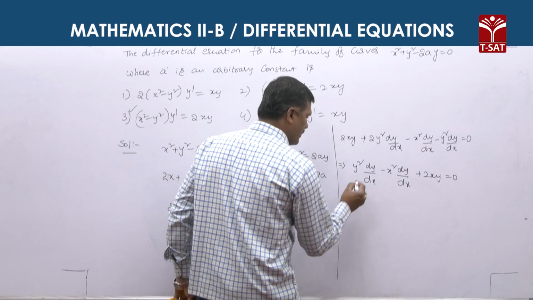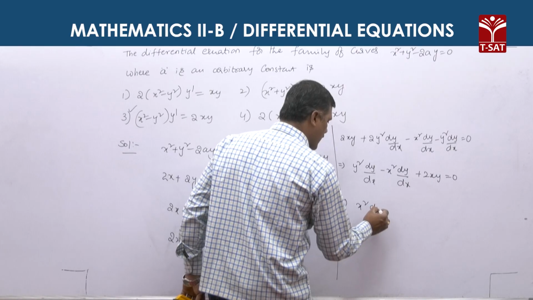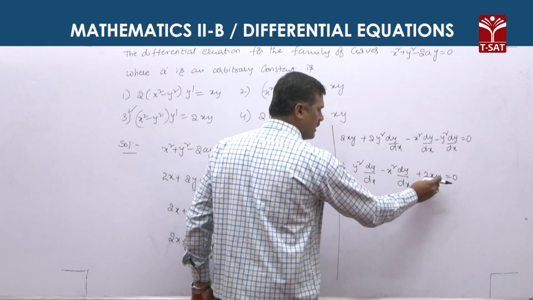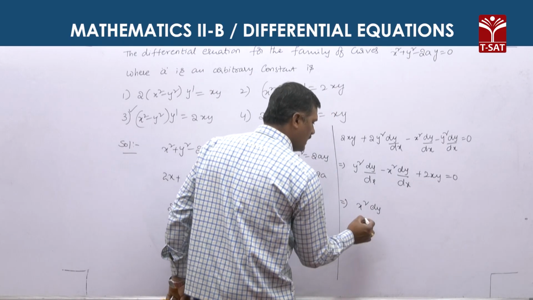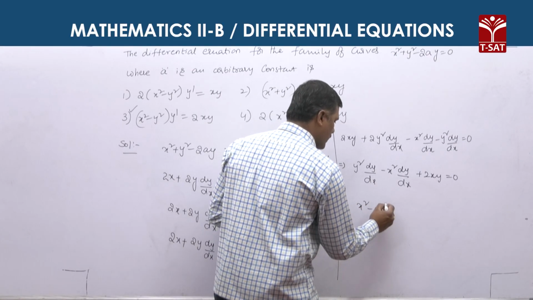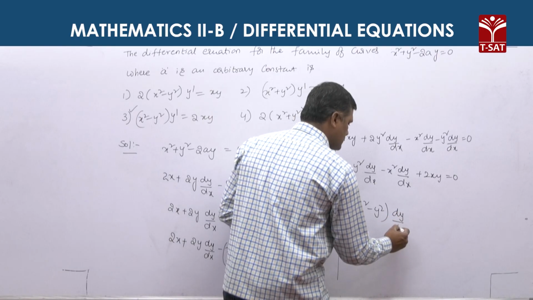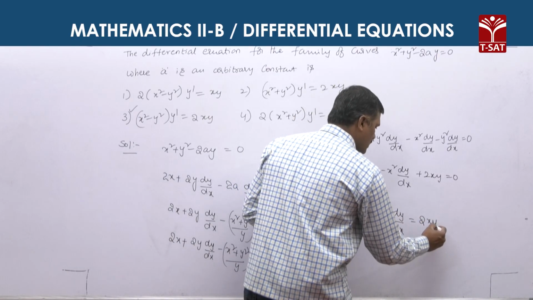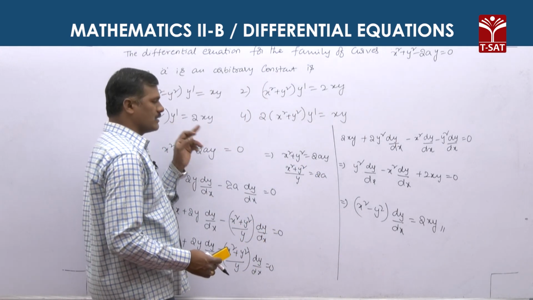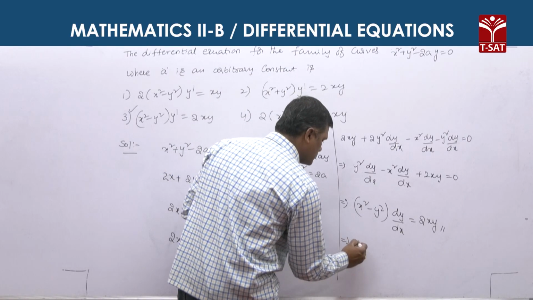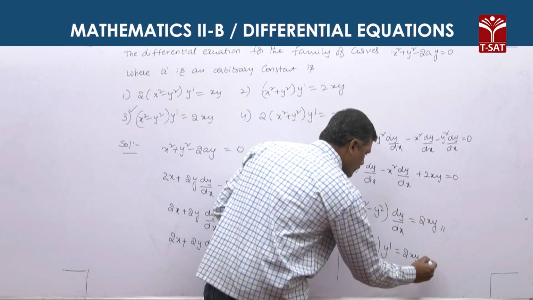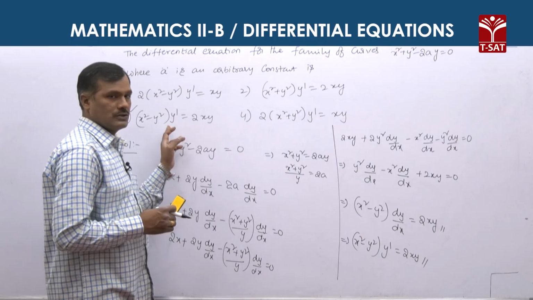Now the equation can be rewritten as x square into dy by dx. The negative term taken to the right side will be positive, keeping the other term as it is on the left side. Both terms have a dy by dx term: (x square minus y square) into dy by dx is equal to 2xy, which is the required solution of the given problem. Dy by dx is nothing but y dash. That implies (x square minus y square) into y dash is equal to 2xy. The third option is the correct solution of the given problem.